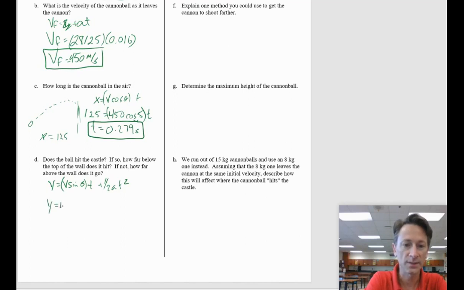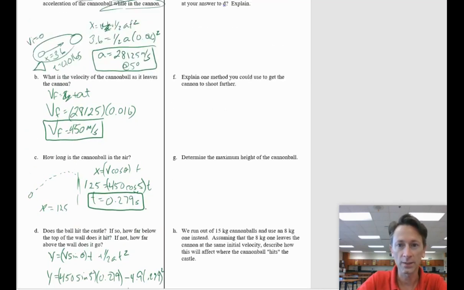The initial velocity was the 450 times the sine of 5 degrees, times the time that we know it's in the air, 0.279, minus 4.9 times 0.279 squared. And when you solve all of that, you end up getting a y height of 10.6 meters, which tells you that, yes, it actually hits the wall.